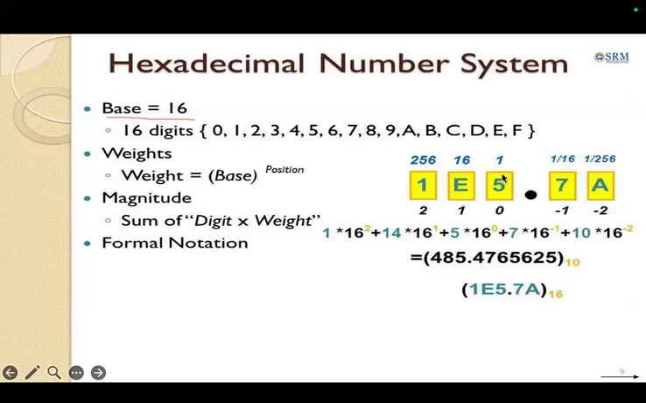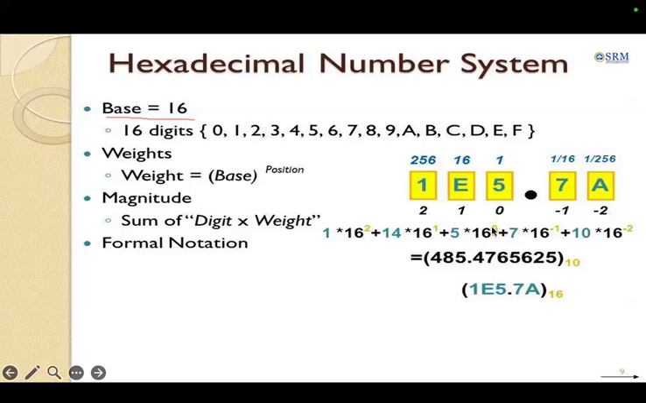Again, how will the positions be represented? This position is 16 power 0, this position is 16 power 1, this position is 16 power 2, and any other digit we have here will be represented by 16 power 3. Similarly, after the fractional point, next to the point, whatever digit you have will take a weight of 16 power minus 1 as per the hexadecimal number system, and the next takes a value of 16 power minus 2.